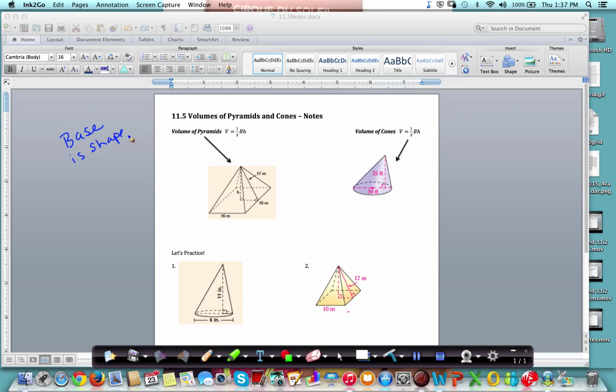Okay. And then cones are 1/3 base times height. And again, the base is a circle, so you need to get your circle formula in there. So we're just going to take the two examples and work from there.